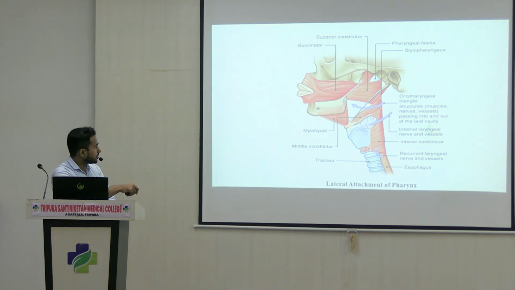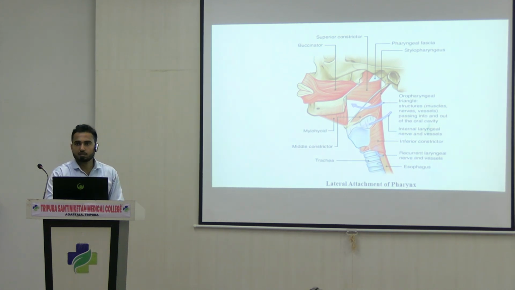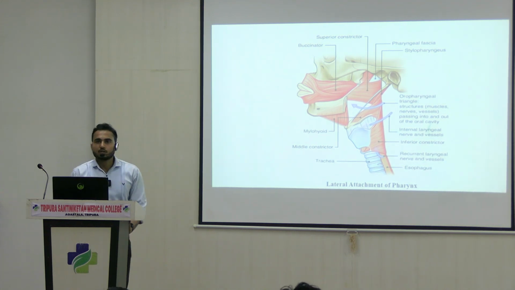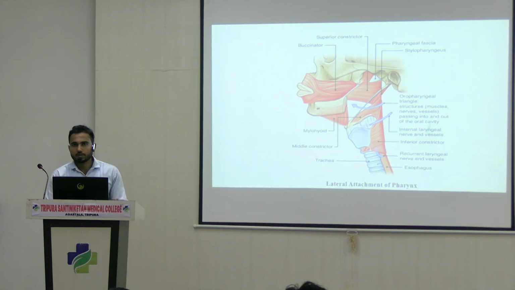Then if you go below, you can see the hyoid bone also. Then you can see the cartilages. This is the thyroid cartilage, this is the cricoid cartilage. So these are the structures situated on either side, or you can say on the lateral aspect of the pharynx. And here you can easily see the pterygomandibular raphe. See this one.